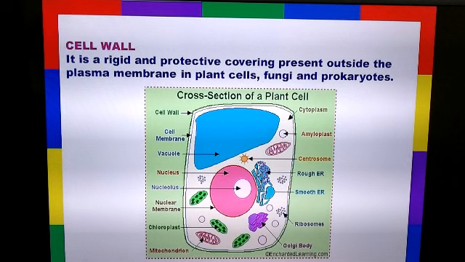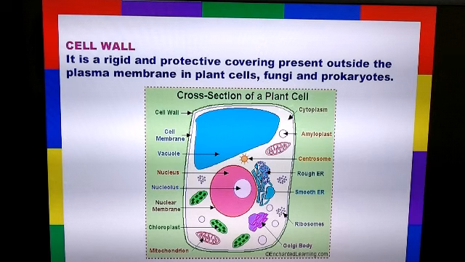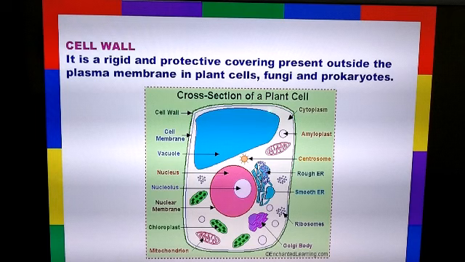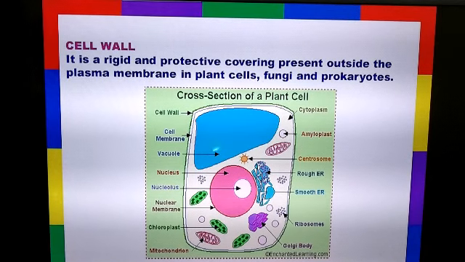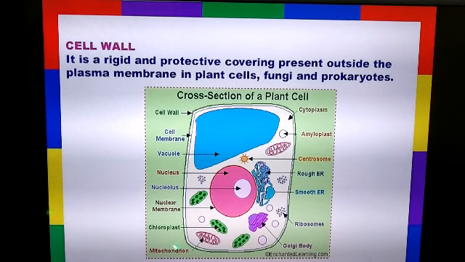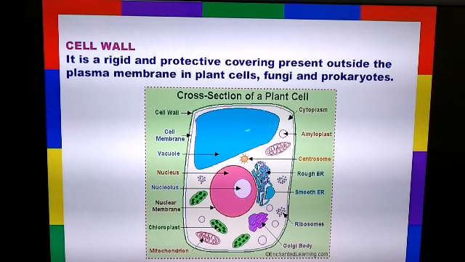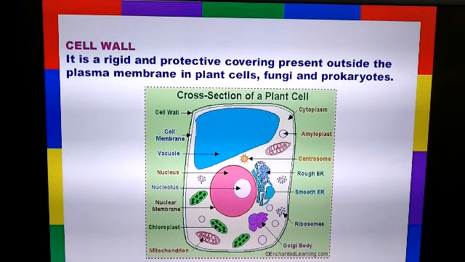Rigid यानी क्या? कठिन, न बुढ़ने वाला, कड़क. So this is the outer covering which is present in the plant cell, and this outer covering is called as the cell wall. It is a protective covering because there are many organelles which are present inside the cell. So what is the cell wall doing? The cell wall being rigid, it acts as a protective covering, thereby protecting the organelles which are present inside the cell.